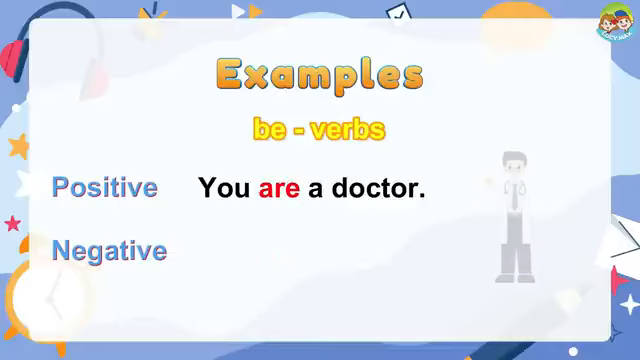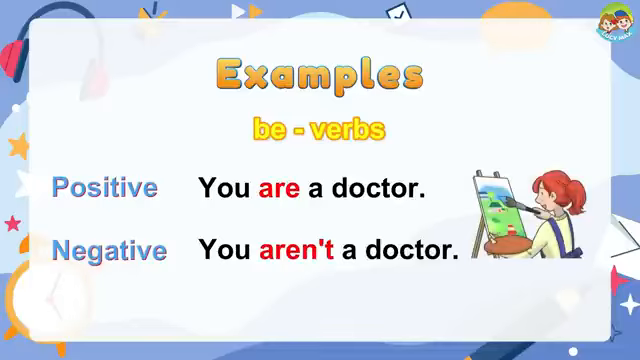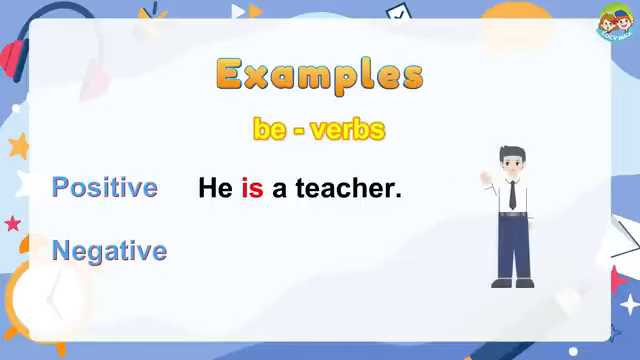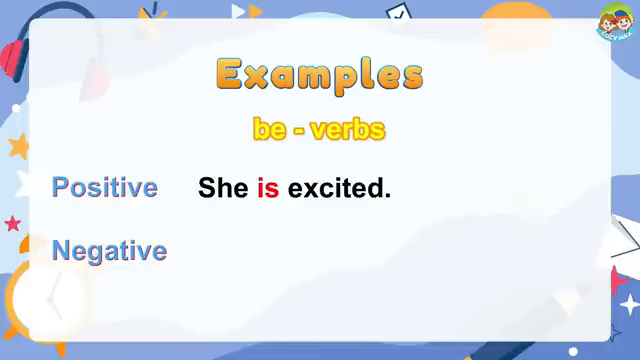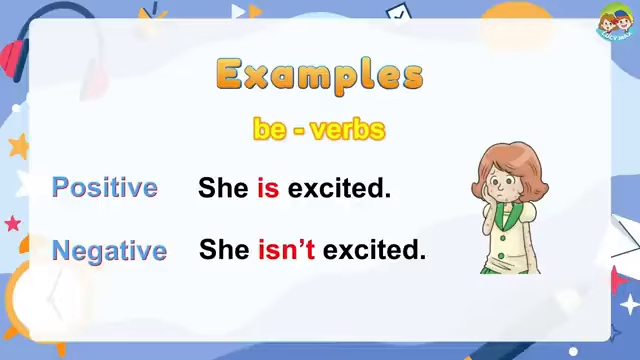The next one, you are a doctor. The negative is you aren't a doctor. Not comes after the be verb are. He is a teacher. The negative is he isn't a teacher. She is excited. The negative is she isn't excited.